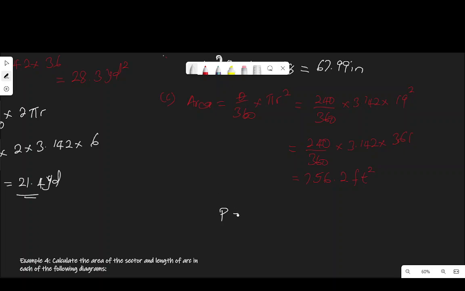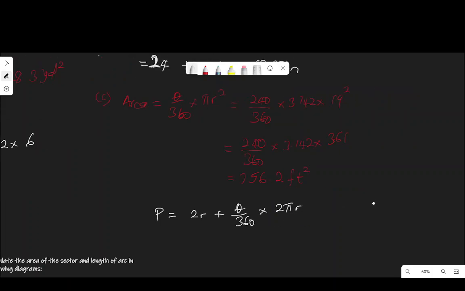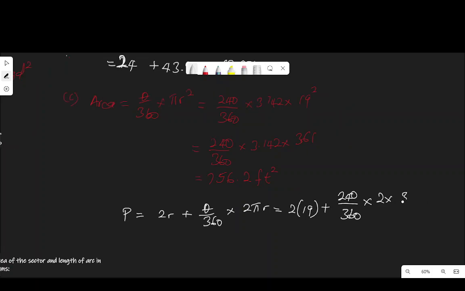the perimeter P is 2r plus theta over 360 times 2 pi r, which will give us 2 times, what was the radius? The radius is 19, plus theta, which is 240, divided by 360 times 2 times pi, which is 3.142, and the radius is 19.